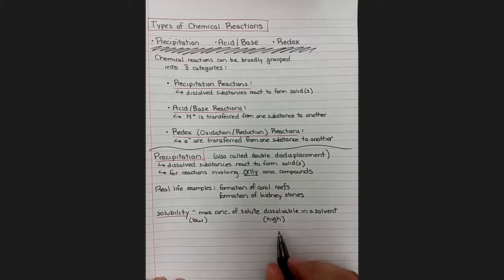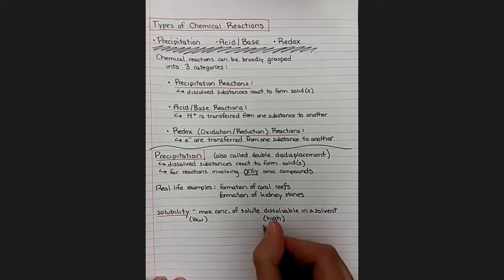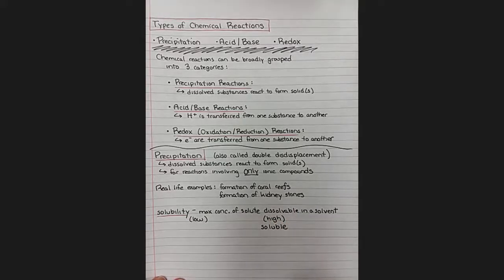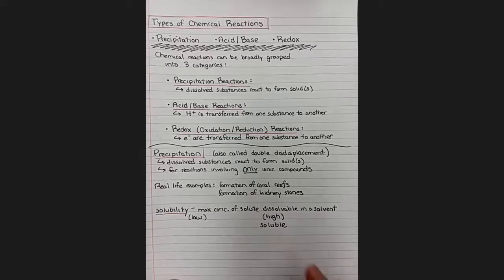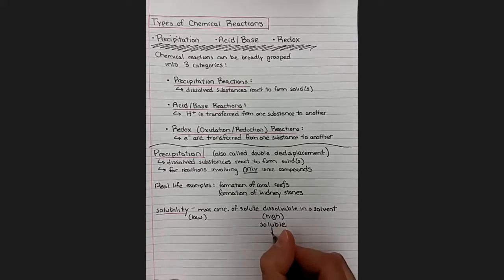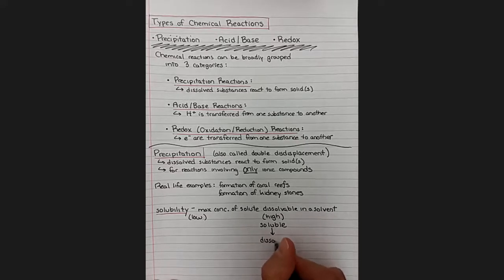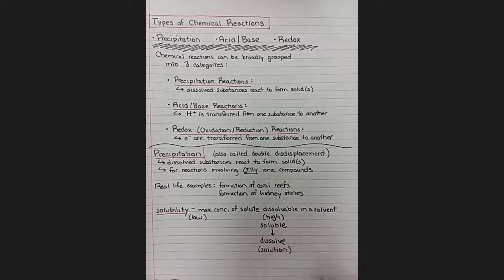So when the solubility of a compound is high, we say that that compound is soluble, that lots of that solute can dissolve in the solvent. An example is something like salt. You can dissolve lots and lots of salt in a glass of water. So when you have something very soluble, the solute will dissolve and it will form a solution. This is the condition we talked about a few lectures ago.